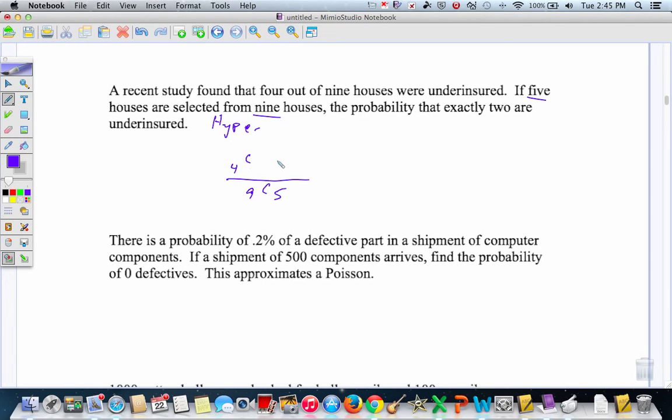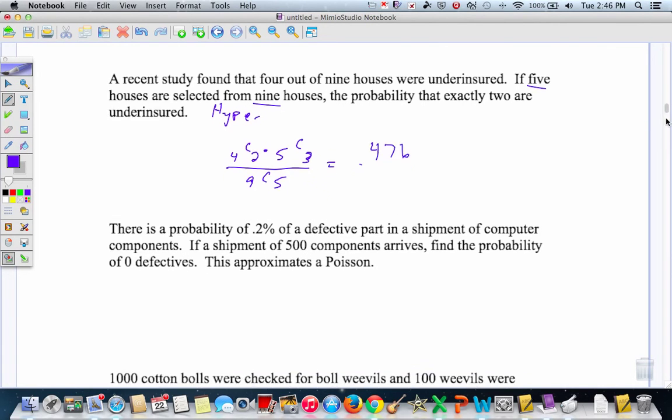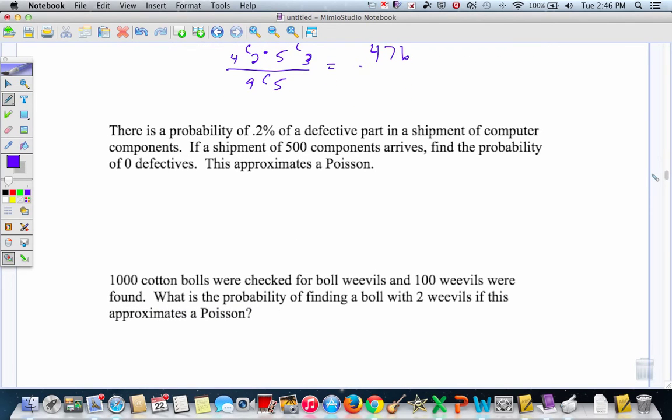Well, we have 9 total houses. We're selecting 5. Of those 9, 4 are underinsured, which means 5 are properly insured. So from our underinsured column, we want to select 2. And from our properly insured, we want to select 3 because we'll select a total of 5. So we have 4C2 times 5C3 over 9C5, and that would get us a probability of about 0.476. 2 more to go here.